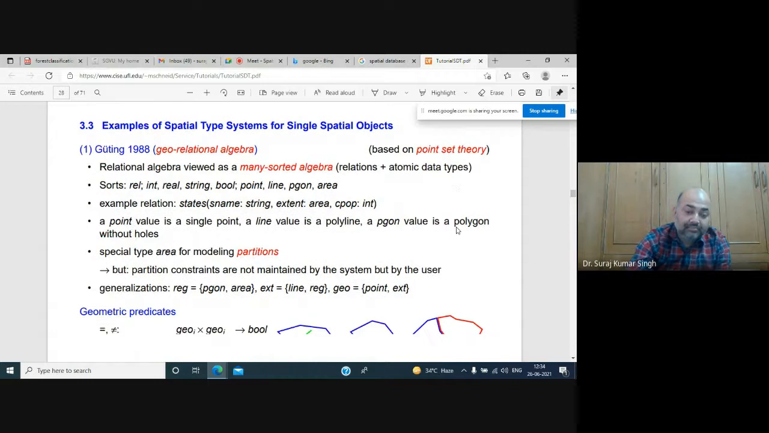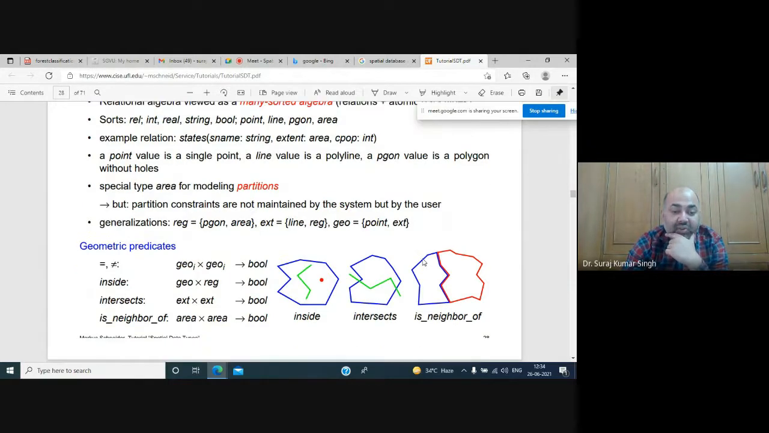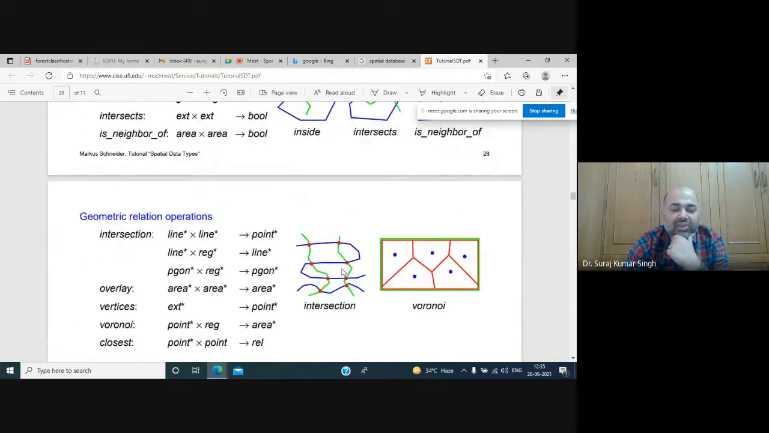without holes. So for spatial type modeling, partition constraints are maintained by the system, not by the users. So when your generalization equals polygon, comma, area extension equals line, comma, region, and geo relation is point, comma, extension. Whenever you are going for the geometrical predicates, that is equal, not equal to, then inside, then you've got intersection, then is neighbor of. So such kinds of operations are performed.